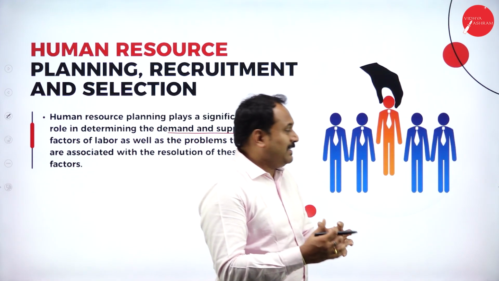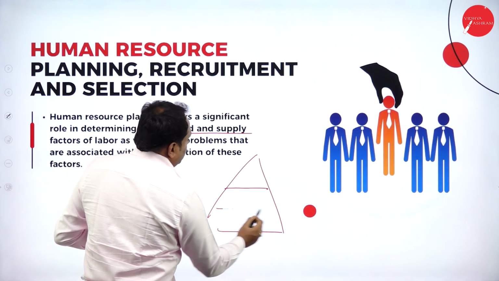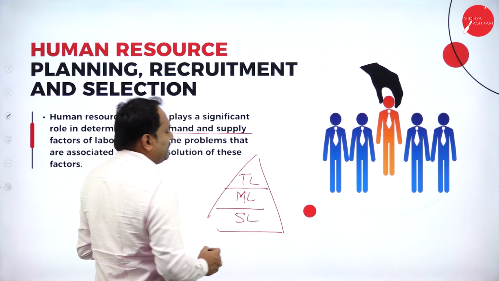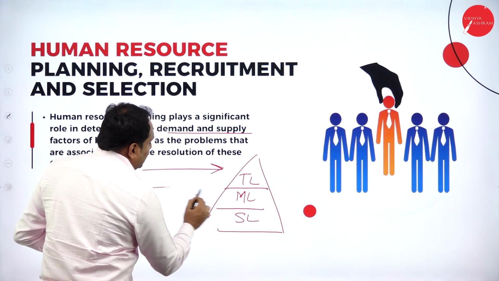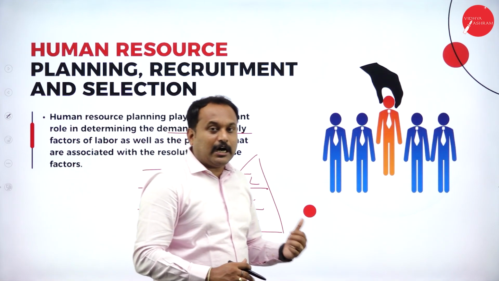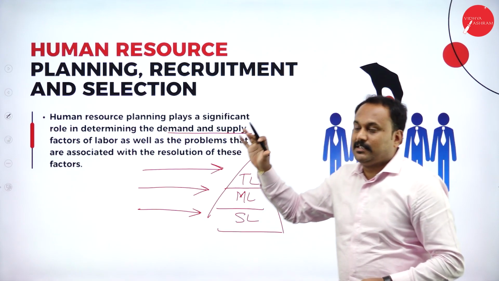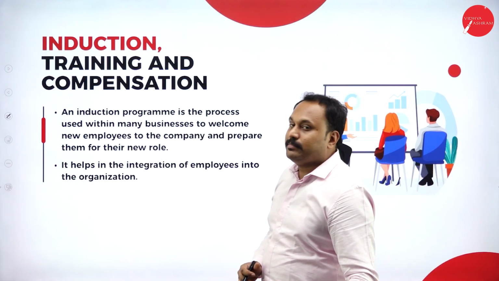And top level, middle level, supervisory level, if you go with this, you will understand that each and every recruitment and selection differs from levels of management. So how the recruitment happens for each grade, you will understand in this chapter. Next is induction, training and compensation.